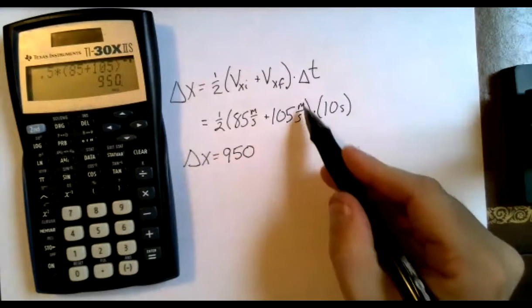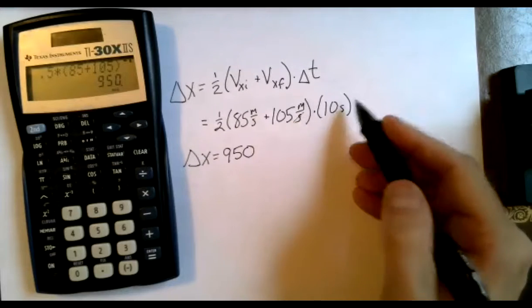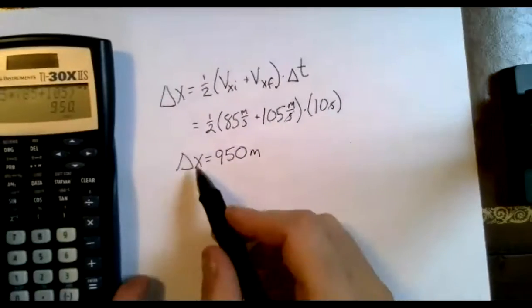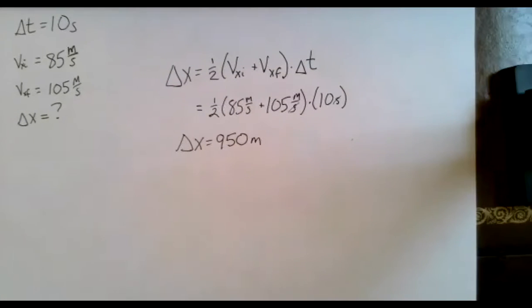And if I have meters per second times a second, seconds cancel out, and I just have meters for my unit. And that's what I expected since I was looking for a displacement. And traveling 950 meters in that time seems pretty reasonable, given that's a pretty good speed.